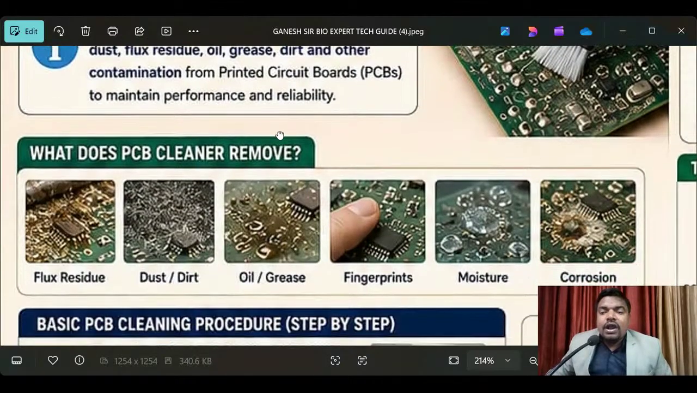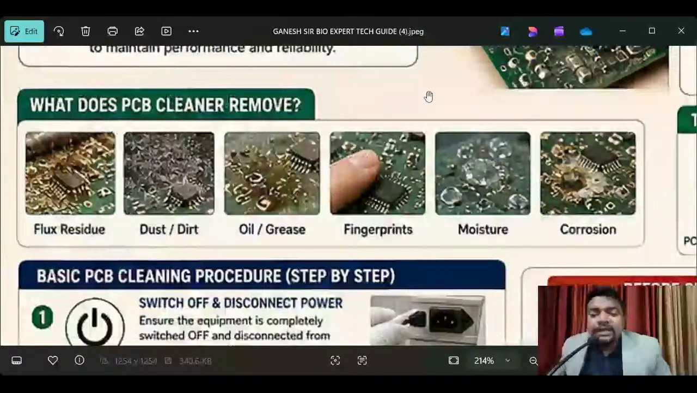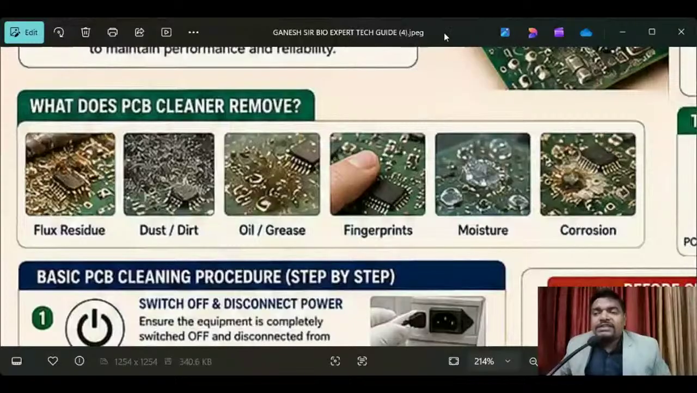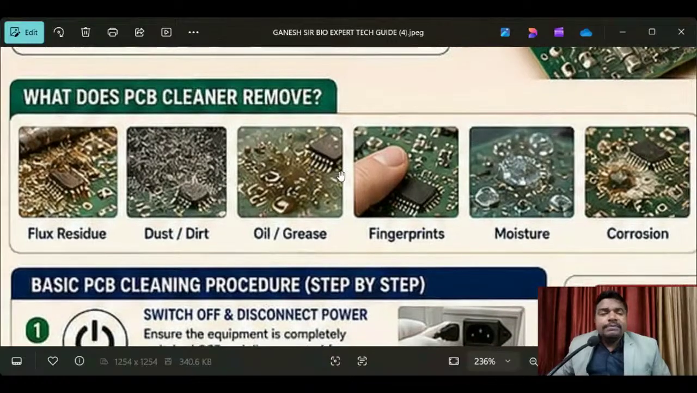Next, what does a PCB cleaner do? See here, how a PCB looks, and a PCB cleaner like this. What does a PCB cleaner remove? So what will the PCB cleaner do? These are the important things. Let's see it clearly. PCB cleaning doesn't mean taking soap and cleaning. This is another technical way we have to check everything.